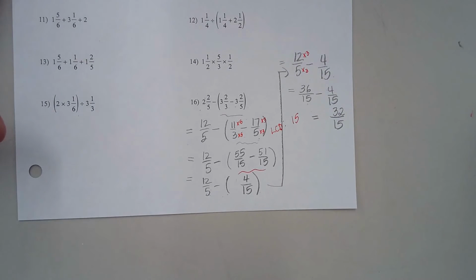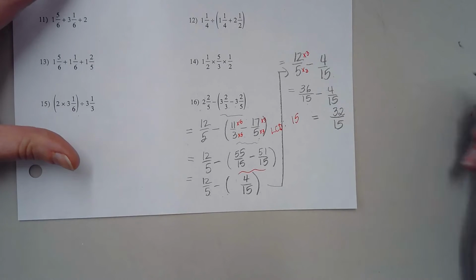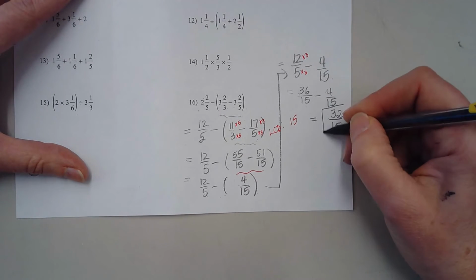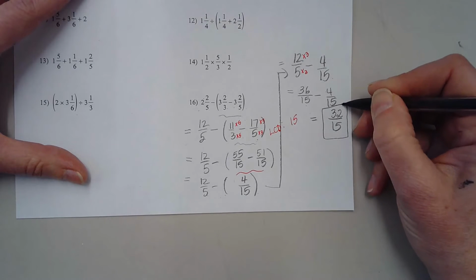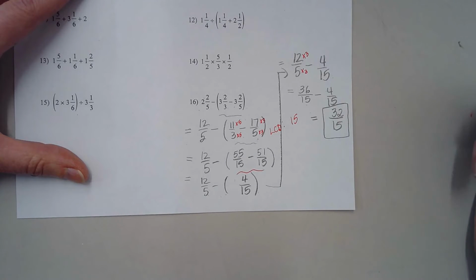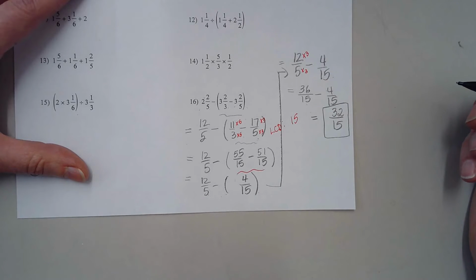And can I reduce 32 over 15? Can I make it into a smaller equivalent fraction? I can't, because they don't have any common factors, right? So it just stays as 32/15. That's a tough one. Lots of work to do there.